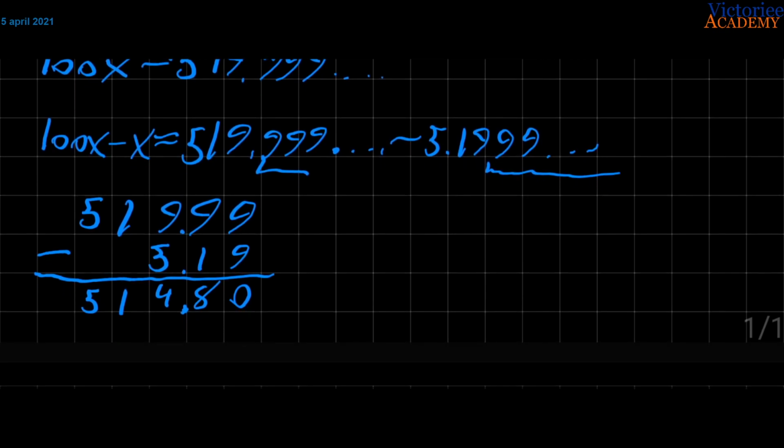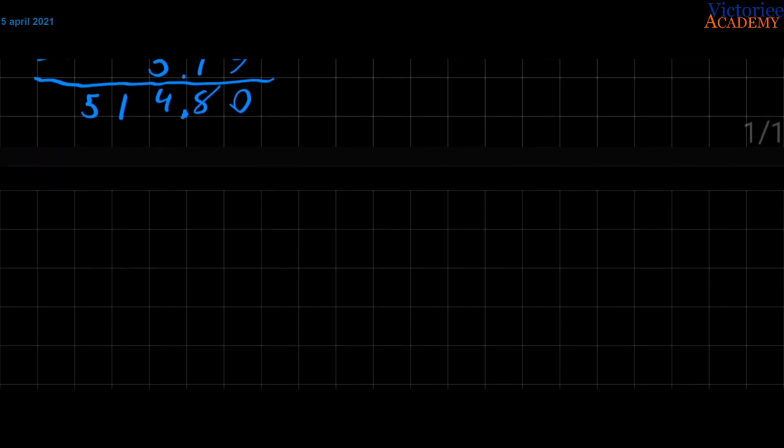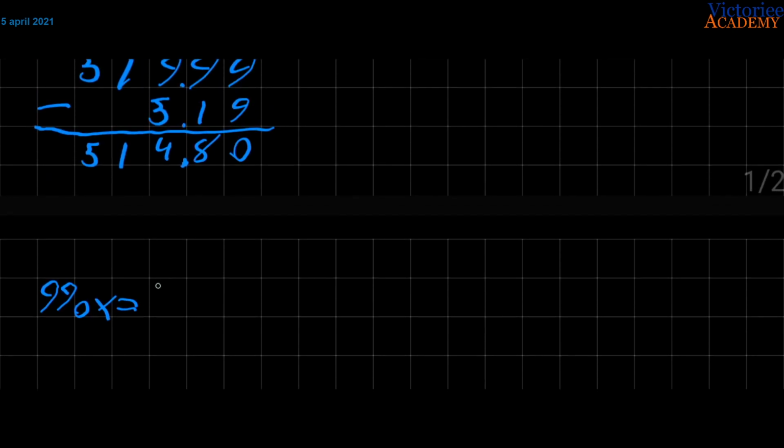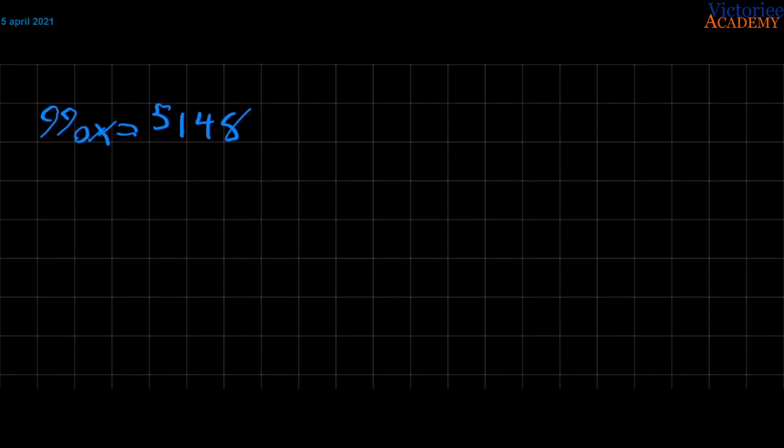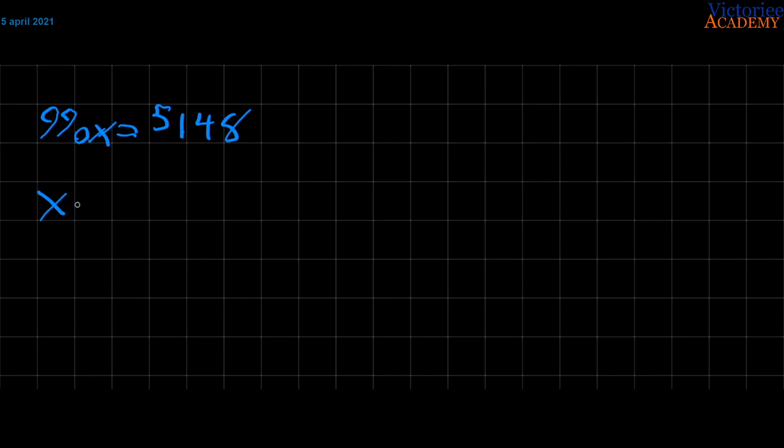is just below here. I'm going to multiply everything by 10 once more just to make things simple. So our 99x turns into 990x. And then we get the number here, 5148. And then we can solve for x, and we get x equals 5,148 over 990.